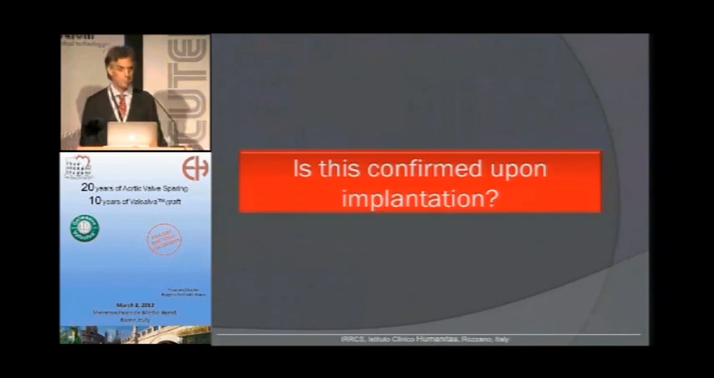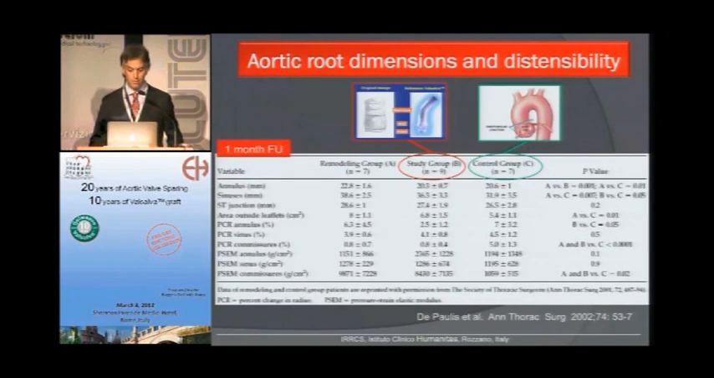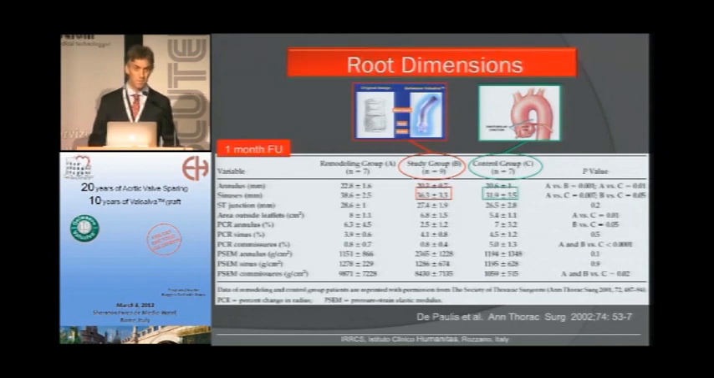But was this confirmed upon implantation in real patients? Well, the answer is yes, at least in the very short term, and this was demonstrated by Professor De Paulis in 2002. He made an echocardiographic comparison between patients that underwent aortic valve reimplantation with a Valsalva graft and 7 healthy individuals. What did he find? Well, from a static point of view, he found that the pseudosinuses are bigger than the normal sinuses. So we know that nowadays, and there's no escape from that. Whereas the annulus and the STJ are comparable between the surgical group and healthy individuals.